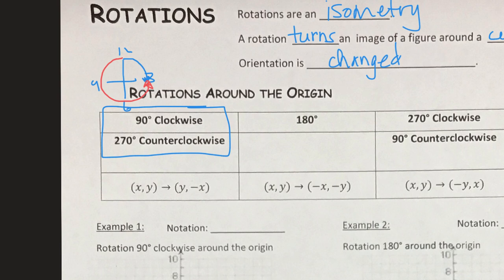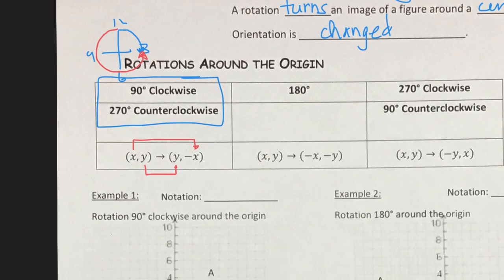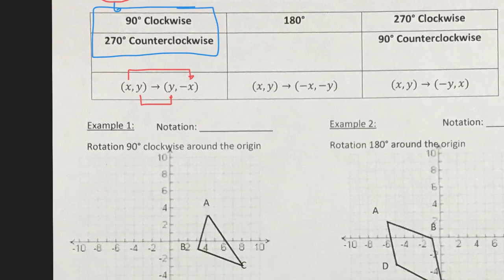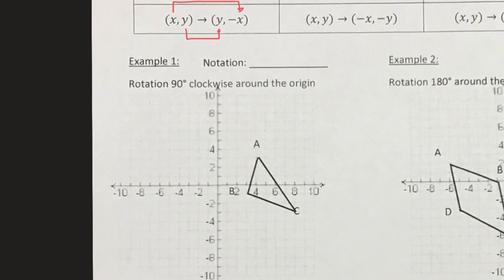Okay, so the x and the y's change position like they did yesterday with a reflection, but the new y value is negative and the new x value stays the same. So it's going to take a little bit of getting used to, but this is your general notation for a rotation. So let's practice some of these.